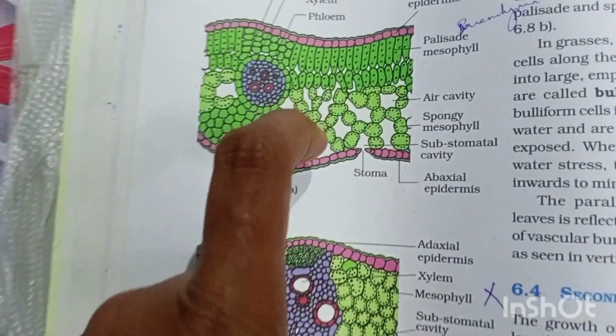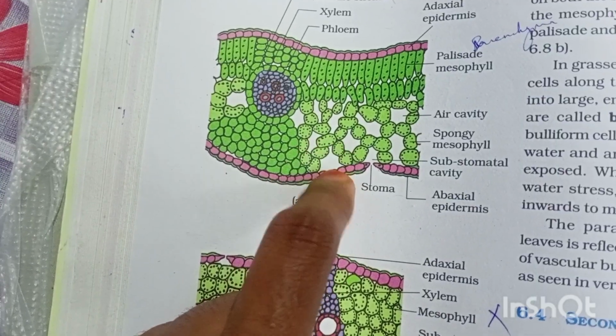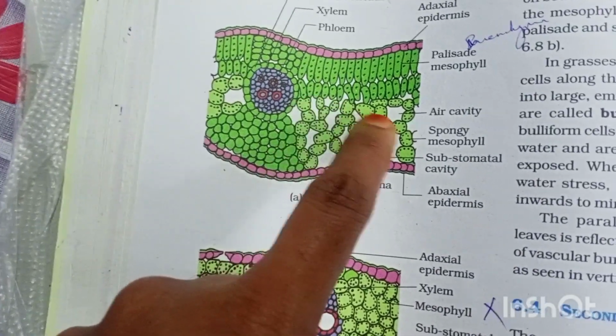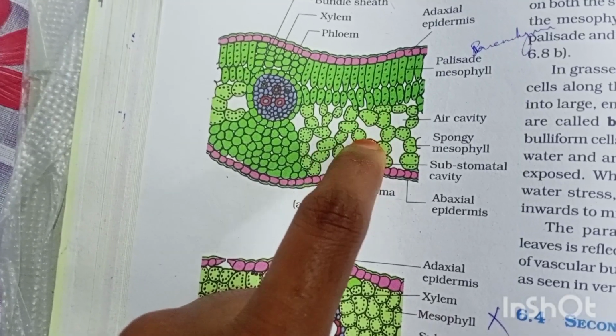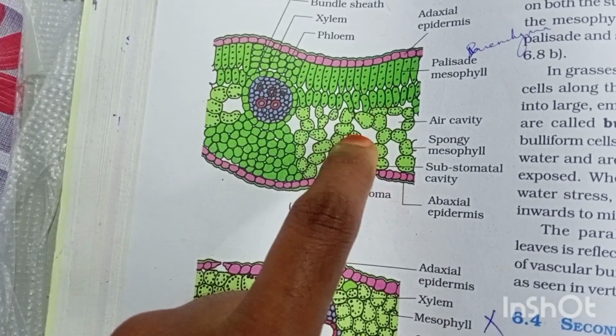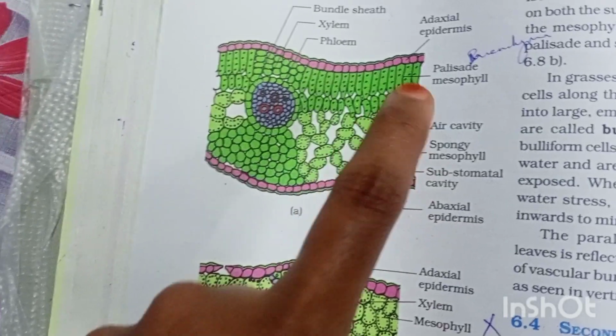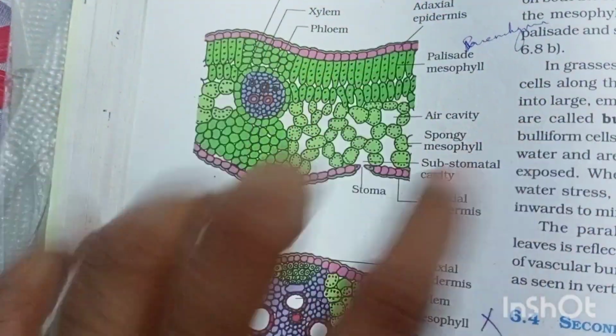Below the palisade parenchyma, some cells will be present which touch the lower epidermis, and these cells are either oval or round in shape. They are arranged with a lot of intercellular spaces among them, and the spaces are occupied by air, and hence these spaces are known as air cavities. This layer is known as spongy parenchyma.